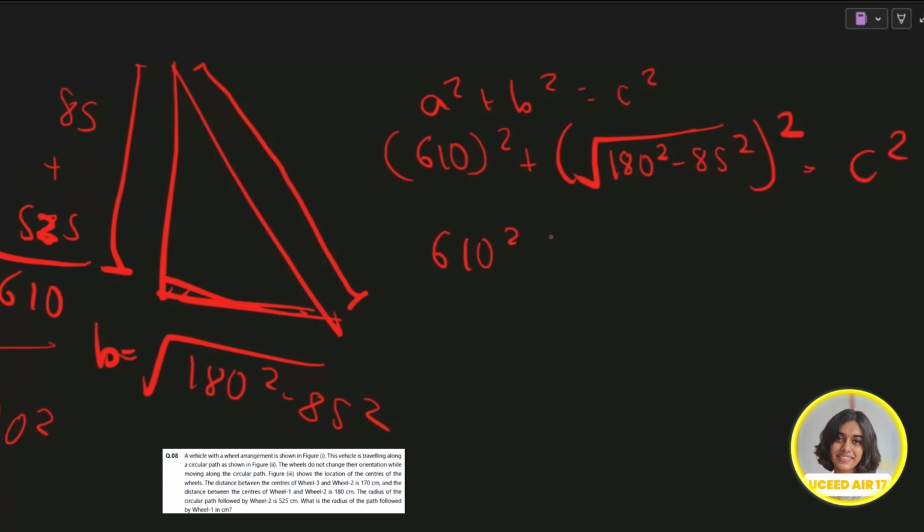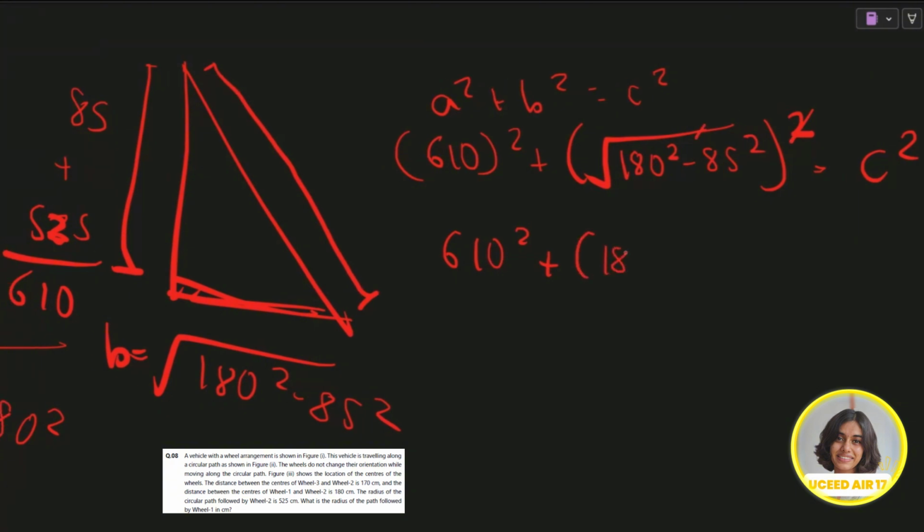Basically, 610 square plus, like, under root, and this gets cancelled. This is like basic 10th maths. I can say that 180 square minus 85 square is equal to c square. Basically, now c's value will be whatever value I get under root this.